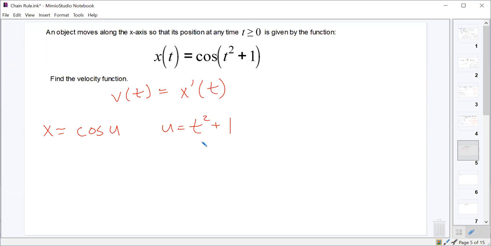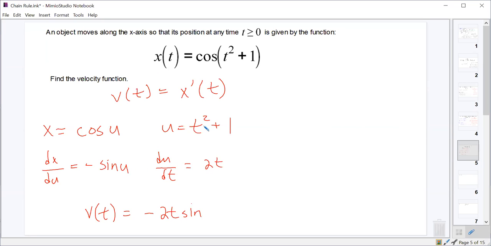So how do I find the derivative of this? I should take the derivative of x with respect to u, which is what? Negative sine u. And I should take the derivative of u with respect to t, which ought to be 2t. And so our derivative, v of t, ought to be those two things multiplied together. Negative 2t sine of u, and u is t squared plus 1.